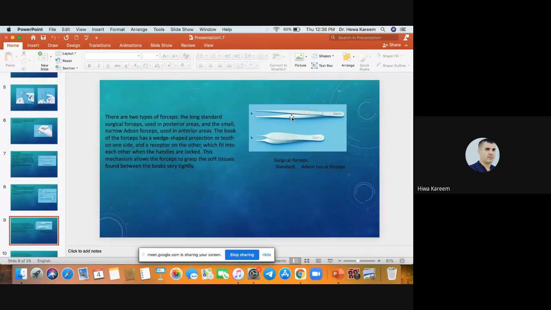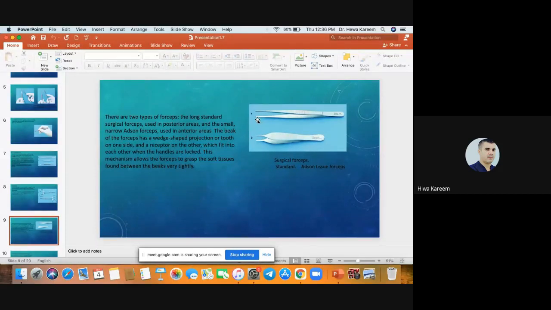This is tissue forceps, surgical, the standard Adson tissue forceps. This is long and this is short. This is used for the posterior region and this is for the anterior region.